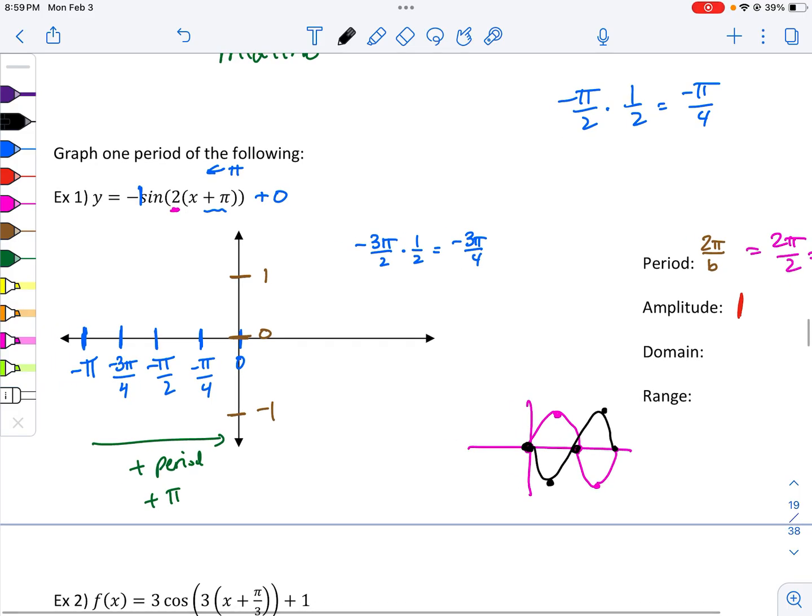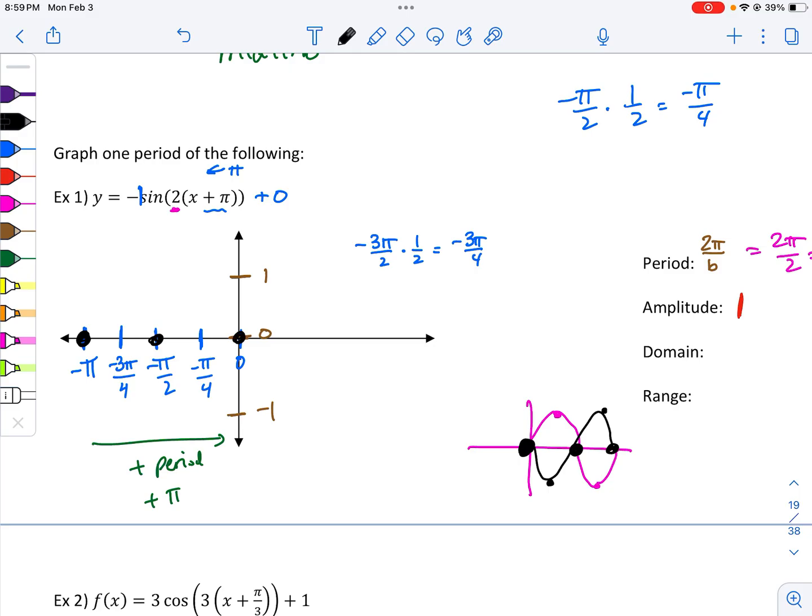All right, so we have to start. We're not starting at 0. We have to start at the midline. We're going to be at the midline at the start, in the middle, and at the end. So I can go ahead and put my points at the start, at the middle, and at the end, and it's my midline, which was at 0.